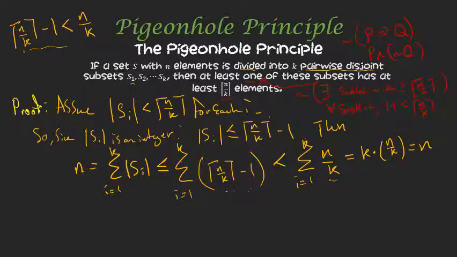So what do we have here? We have that n is less than n. That's nonsense. That's a contradiction. And that proves it. That proves the Pigeonhole Principle. So let's see this in action in a couple more examples.